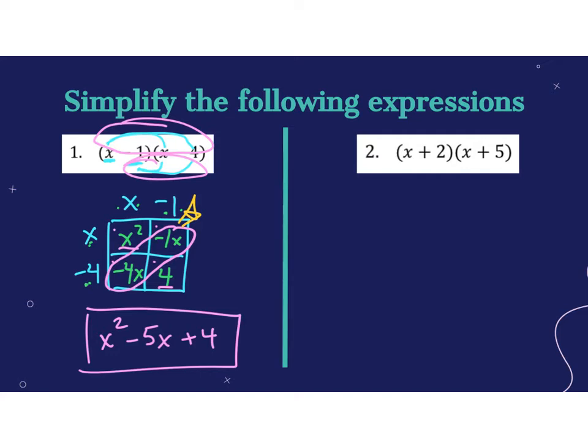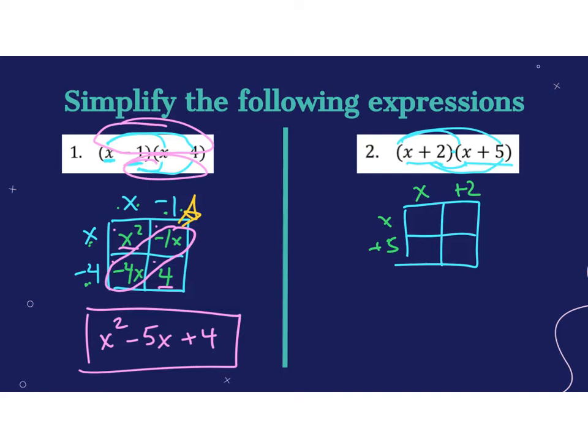In number 2, I have the quantity x plus 2 times the quantity x plus 5. So I have x times x, which is x squared, and x times 5, which is 5x. Then I have 2 times x and 2 times 5. Okay, so when I set up my box, I have x plus 2 on the top and x plus 5 on the side. I keep saying bottom, I mean on the side.